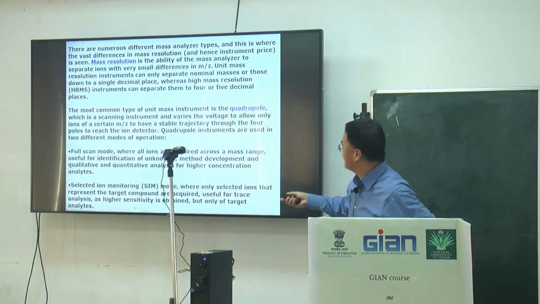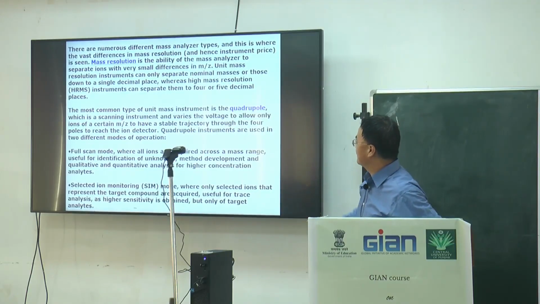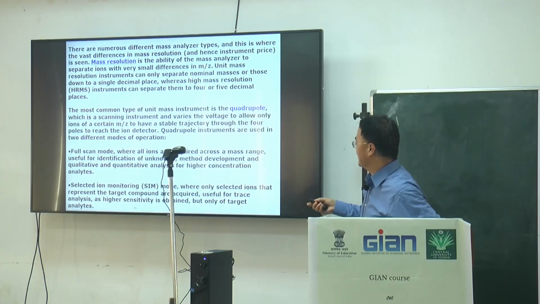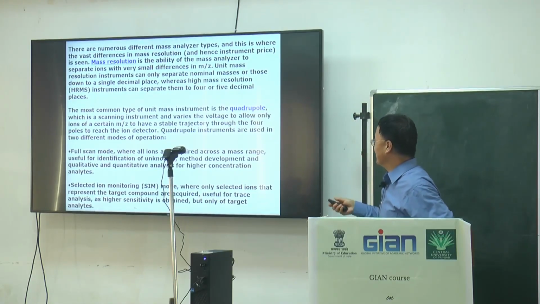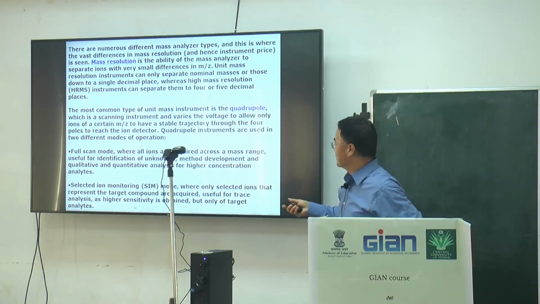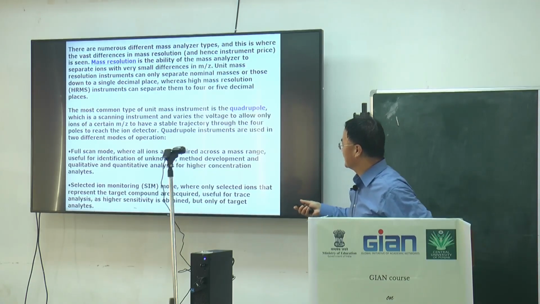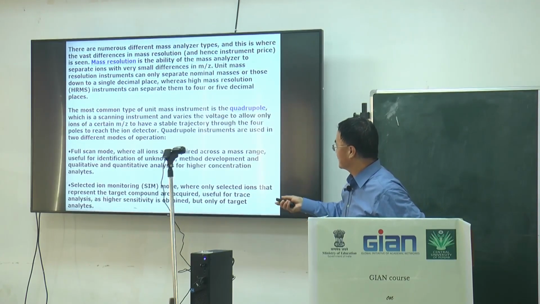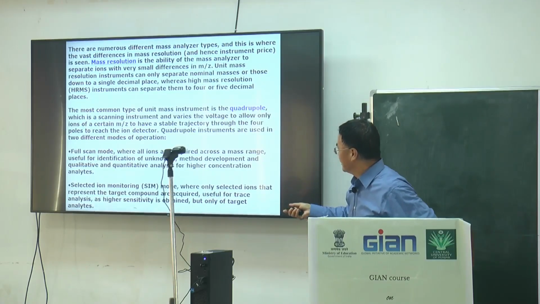For full scan mode, you should have two different modes of operation. In full scan mode, all ions are acquired across the mass range, used for identification of unknown compounds or method development, and for qualitative and quantitative analysis of high concentration analytes. And also there is selected ion monitoring.